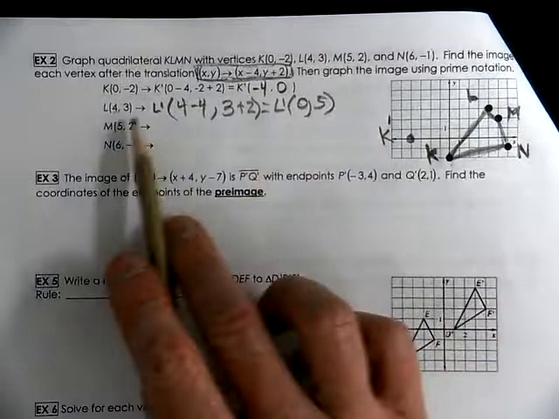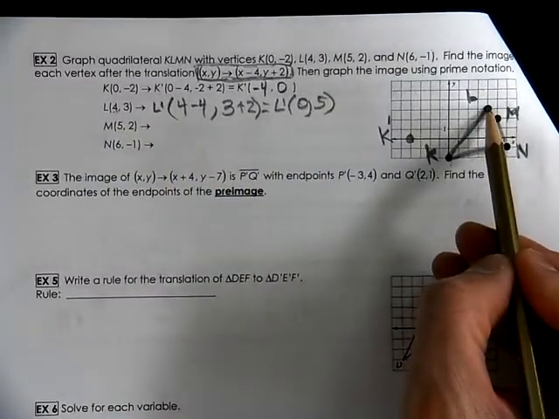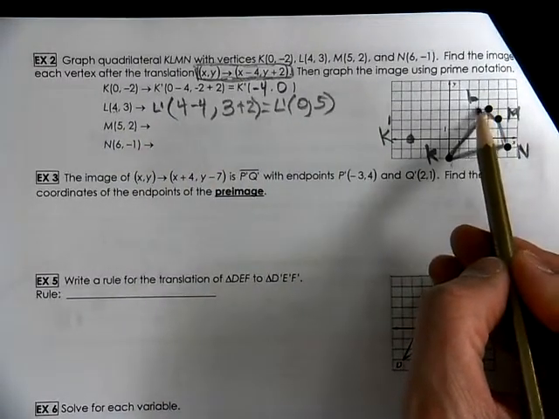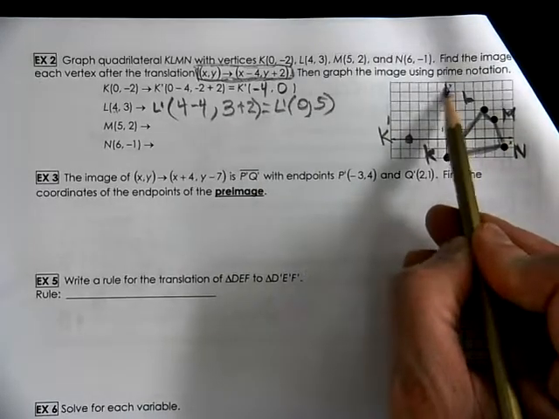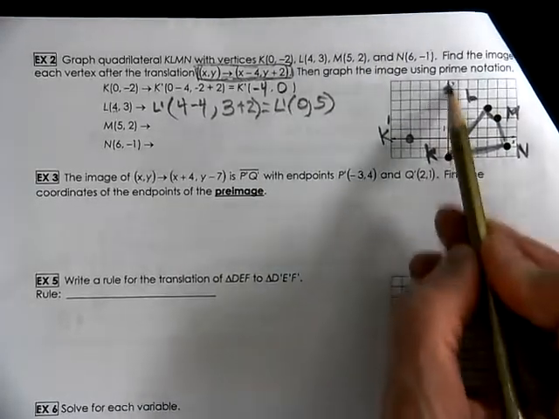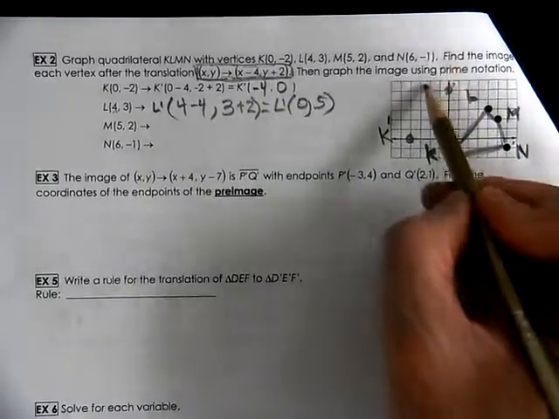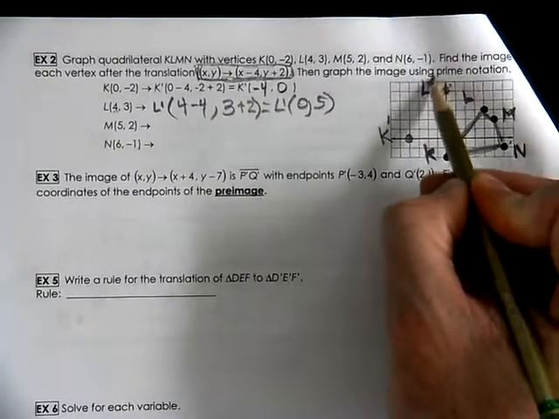So let's see how that worked out for our L. If you take point L and you move 4 to the left and 2 up, we're going to be at this spot that is 5 units above the origin. So that is L prime.